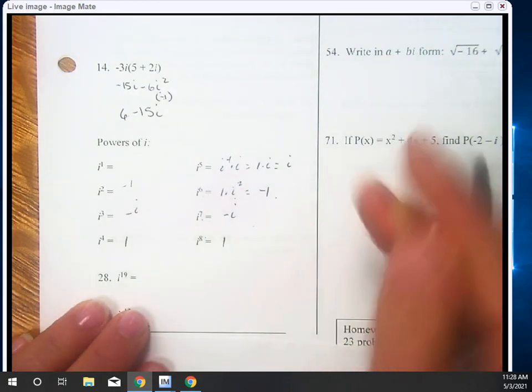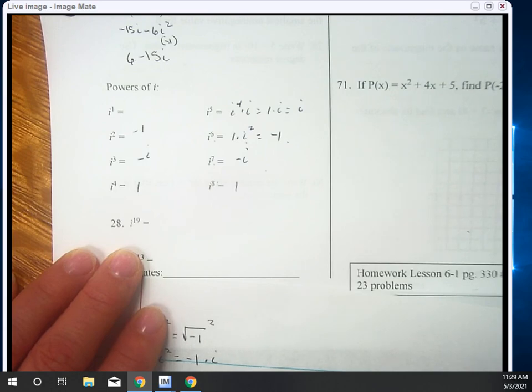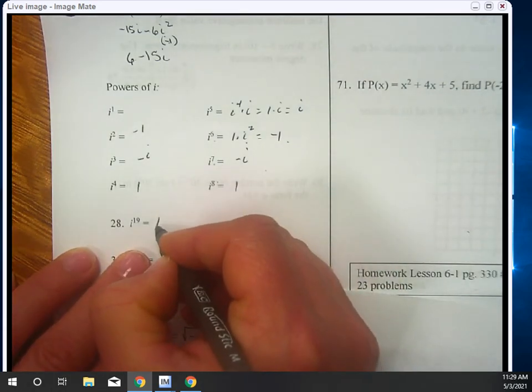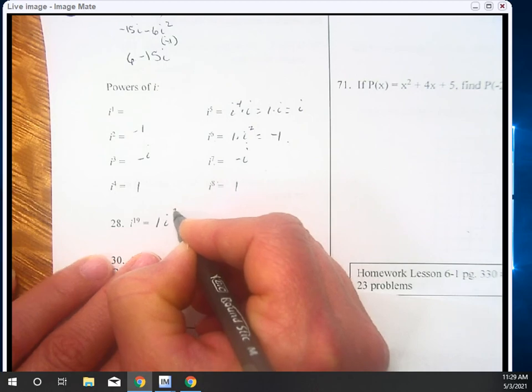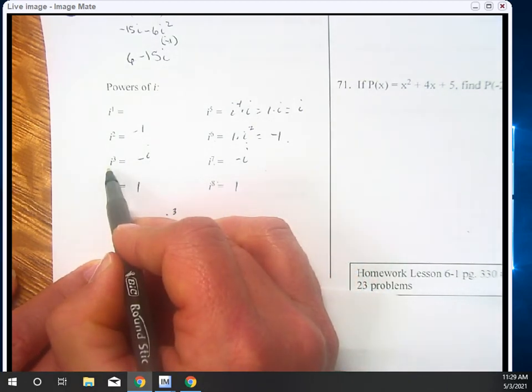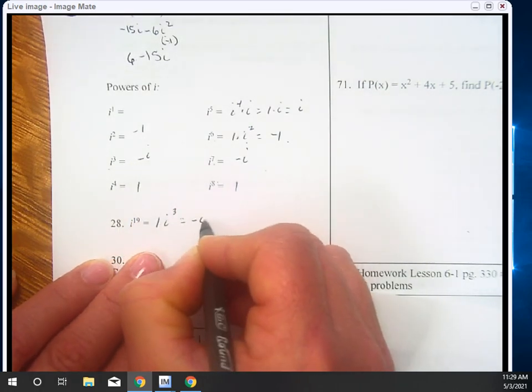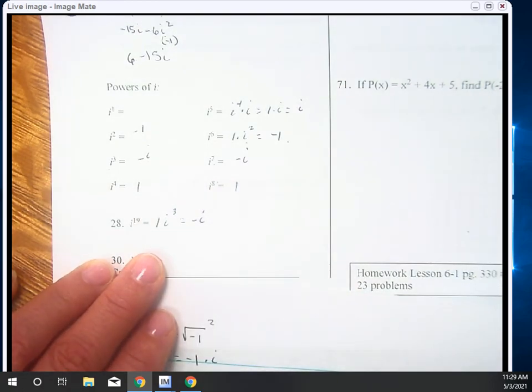Now let's jump to i to the 19th. 4 divides evenly into 19 how many times? So 1 times 1 times 1 times 1 is 1, with a remainder of 3. Well, i to the 3rd is the same as negative i. So 1 times negative i is negative i. i to the 19th is negative i.